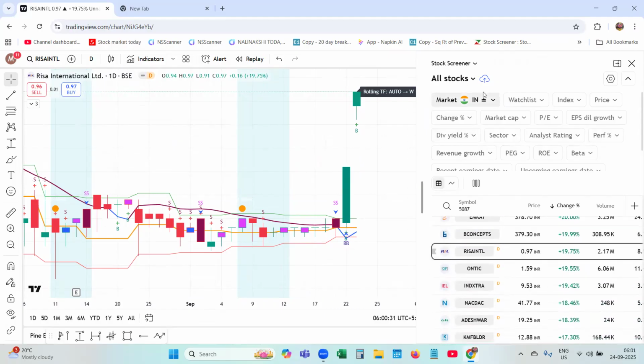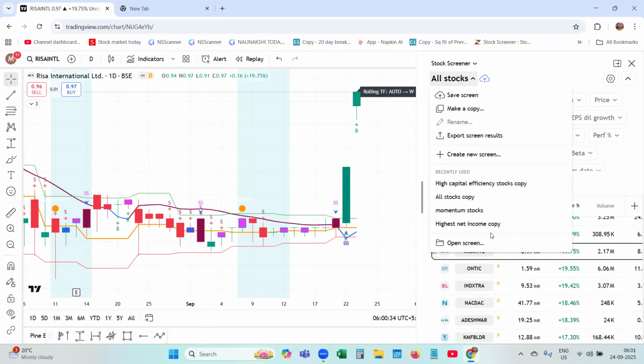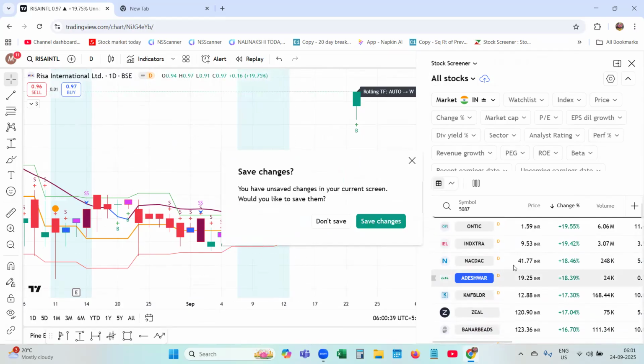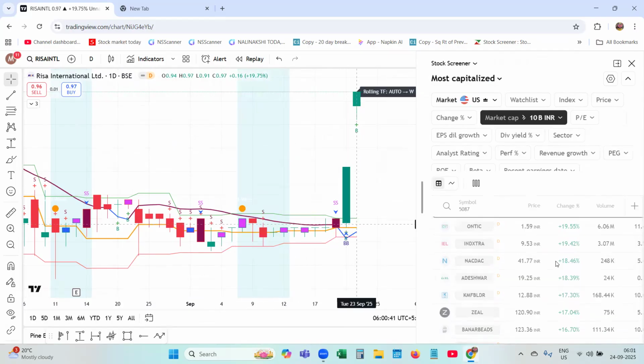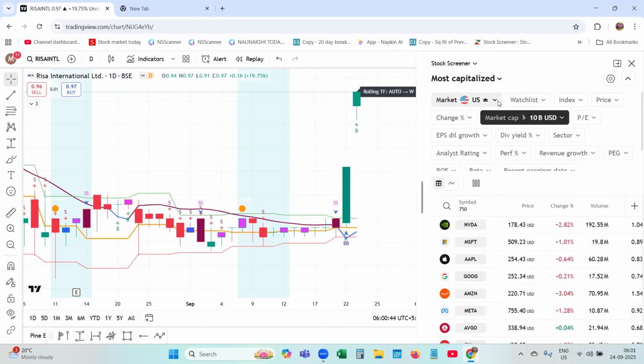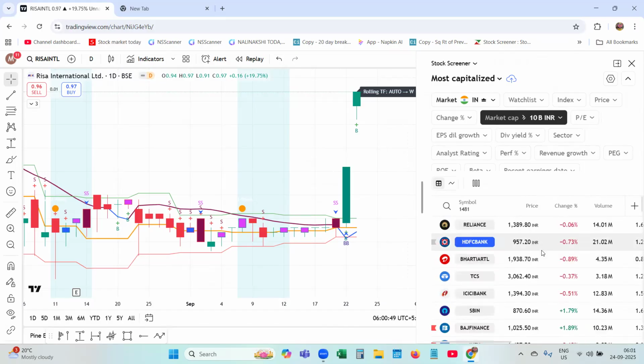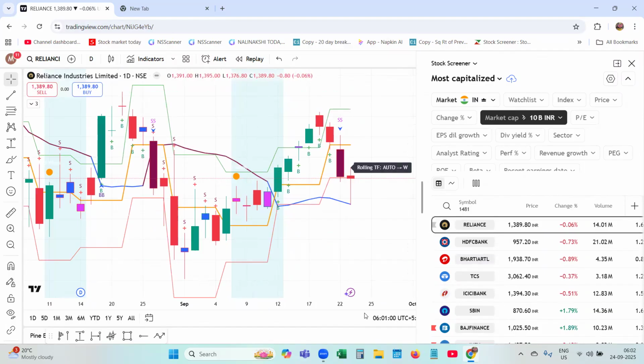Okay, like this, you can select the stocks from here and you have to open the screen. You can click on the most capitalized. Okay, again, it is going up to USA. Even for the USA people, it is most capitalized stocks or big players. You can see Reliance. We will see whether Reliance is giving a buy signal. No, it is not giving any buy signal. You are not going to enter into this.